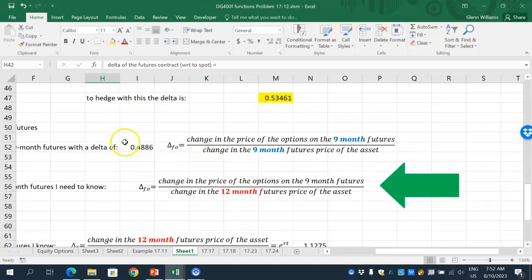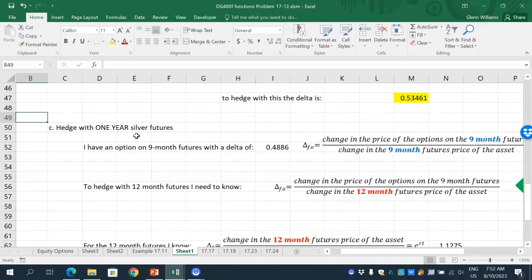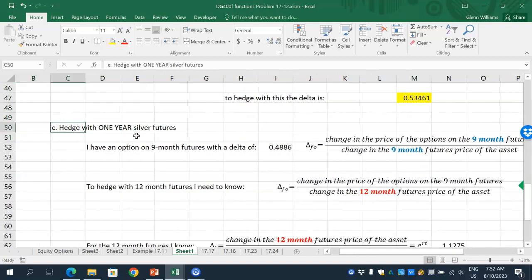And then we do the same thing with the next part. It says, suppose you were going to hedge with 1 year silver futures, right? So you've got an option on 9-month silver futures. You're going to hedge that by taking a position in 12-month futures. Why you would ever do that, I don't know. Perhaps there aren't enough 9-month futures available, and so you're going to use 12. I don't know, but it's an interesting intellectual exercise anyway.